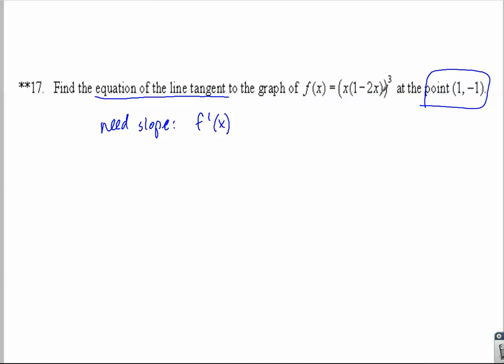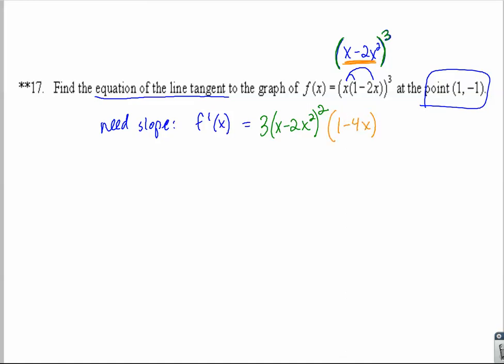I see a product inside another function, but I can distribute in there. So let's really call f of x, x minus 2x squared to the third. That way it's just a composite. So I have my outer function stuff to the third. 3 in the front, x minus 2x squared stays the same, reduce the exponent by 1. That's the first part. Then the inside is x minus 2x squared, the derivative 1 minus 4x.